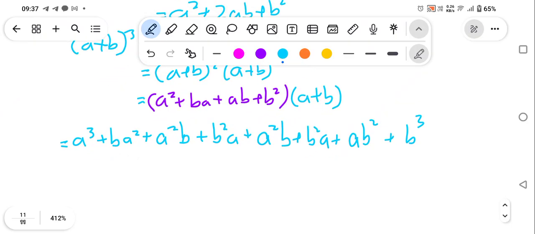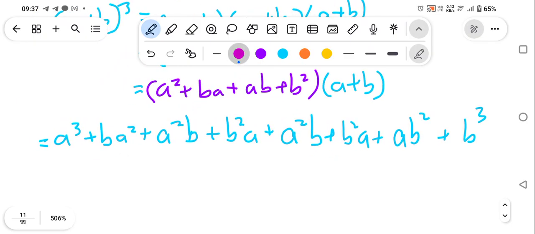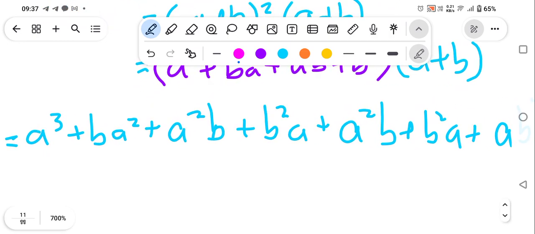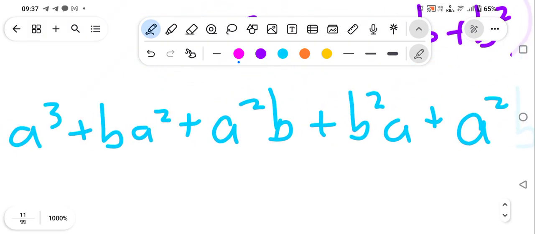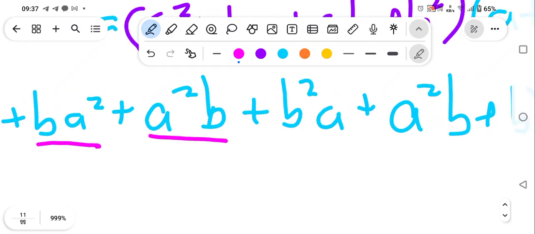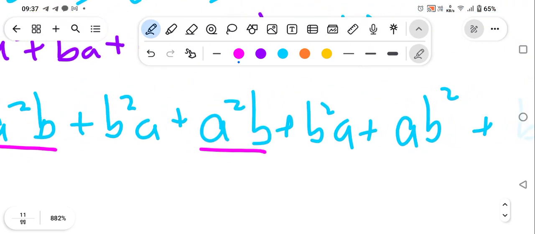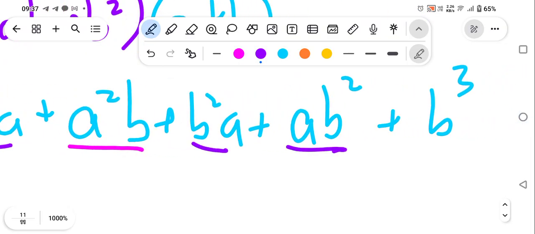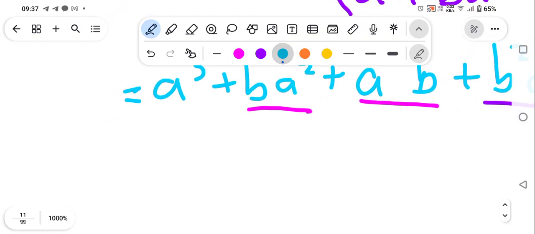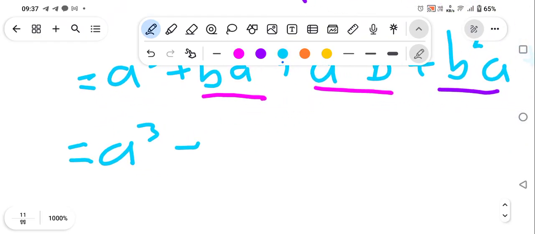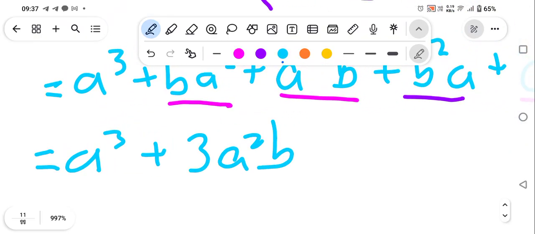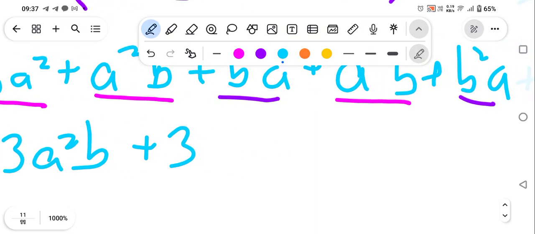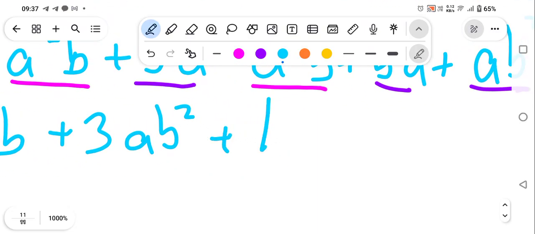So what you might notice is it's kind of messy here, but I'm going to label the like terms. Let's find those which have the term a squared b. We have 1 a squared b, 2 a squared b, 3 a squared b right here. What about b squared a? We have 1, 2, 3. So this is equal to a cubed plus 3a squared b plus 3ab squared plus b cubed.